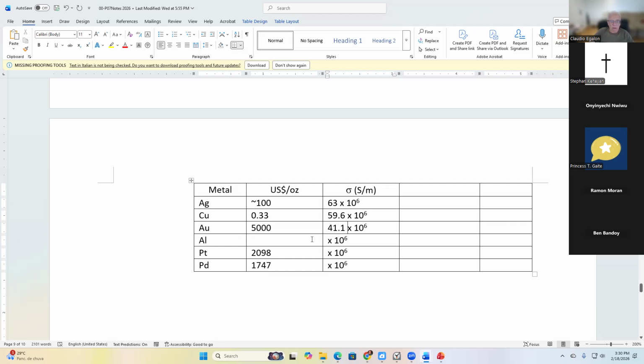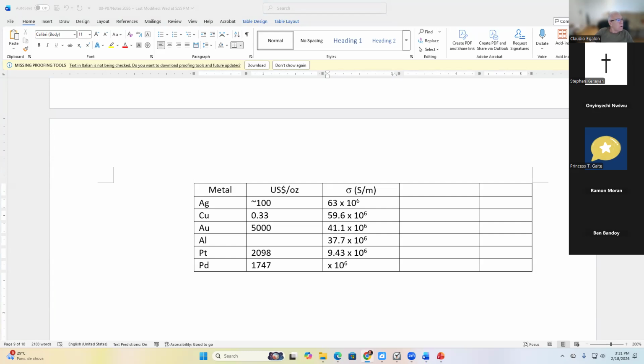Aluminum, 37.7, not bad, right? A little bit more than half that of silver. I put platinum, let's see. Platinum, 9.43 times 10 to the 6. What about palladium? Let's take a look at palladium.